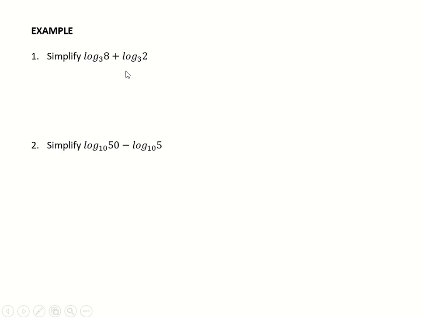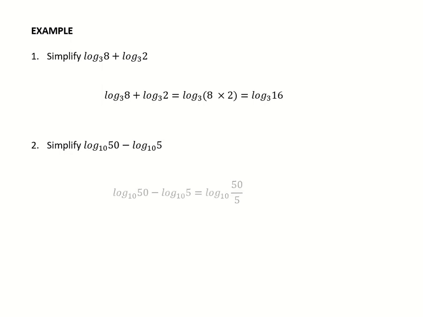We have log of base 3 of 8 plus log of base 3 of 2. And suddenly you're thinking, oh my god, what's going on there? But hopefully you're spotting the fact that they have the same base. And if they have the same base, then we can take these two numbers and multiply them together to give us just one log. One log is better than two logs. So this will give us log of base 3 of 16. And that's literally it. If we felt the need, we could put that into a calculator, but for this one, we don't necessarily need to do that.